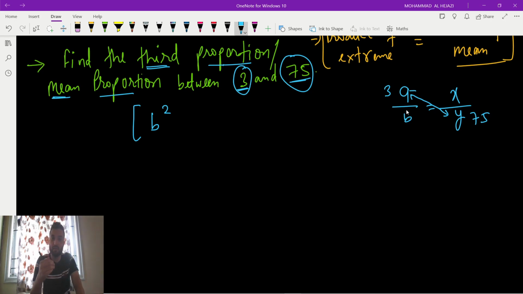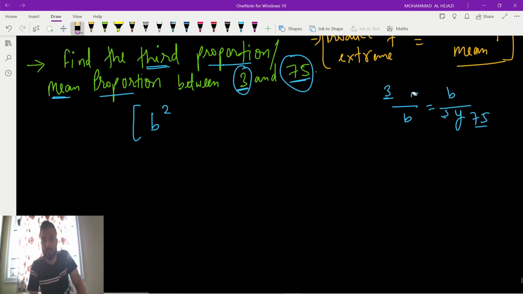Whenever they say find the third proportion when two numbers are given, or find the mean proportion if two numbers are given, then we take the two numbers as the extremes. A and Y values, 3 and 75. So this is B, this X is not yours, so we will also make this X a B. We will write it as B. We know that we have to cross multiply.